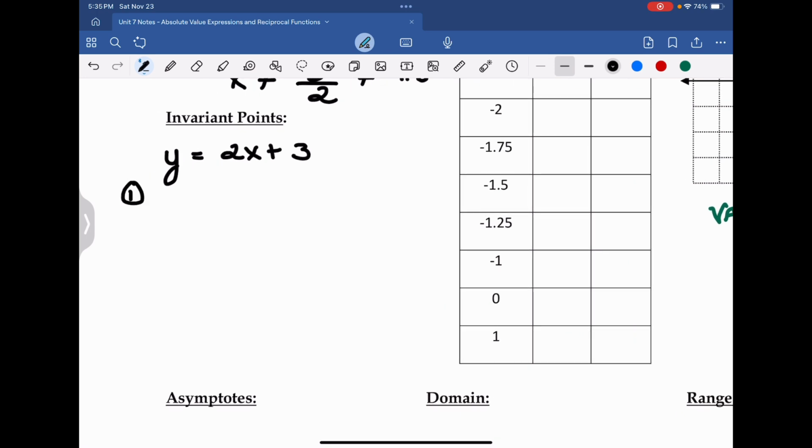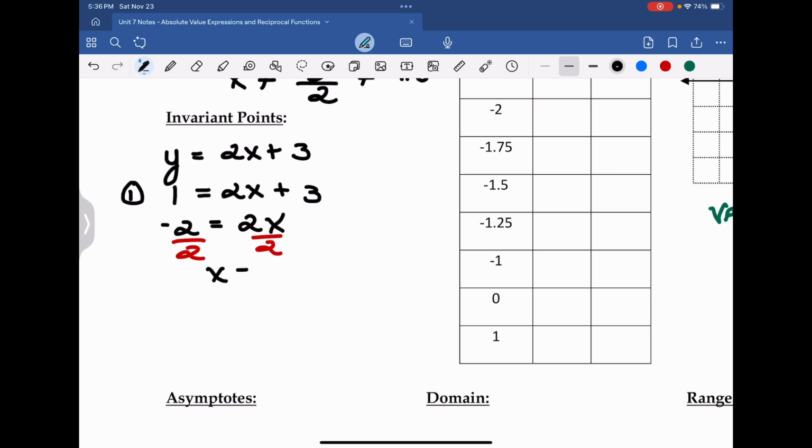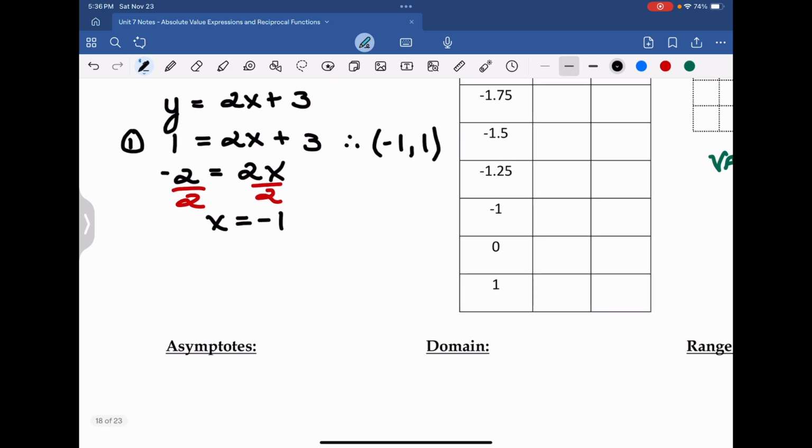So let's do the following two cases. I'm going to label it as case 1. Let's say y equals 1, so 1 equals 2x plus 3. I'm going to subtract 3 from both sides. This ends up giving me negative 2 is equal to 2x. I divide both sides by 2 as such. And I end up getting that my first invariant point occurs when x is equal to negative 1 and y equals 1. So let's just make a note of this. Therefore, our first invariant point is where x equals negative 1, y equals 1.